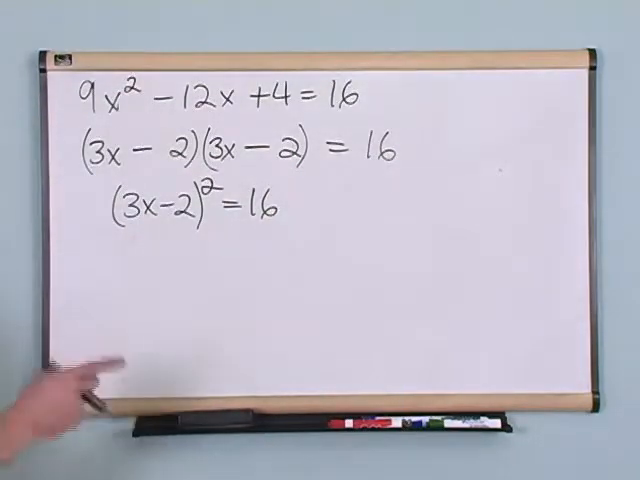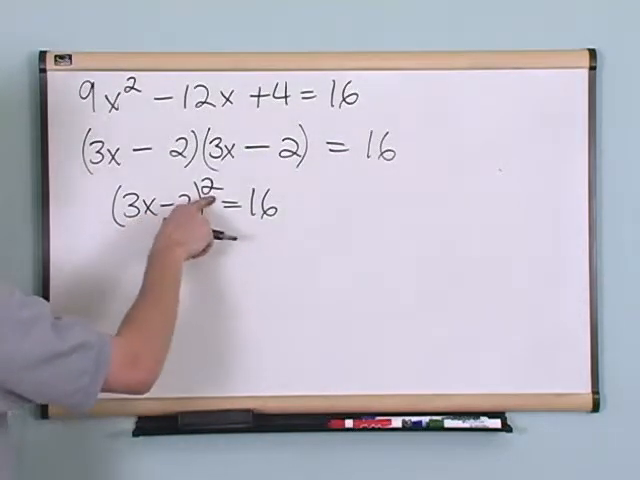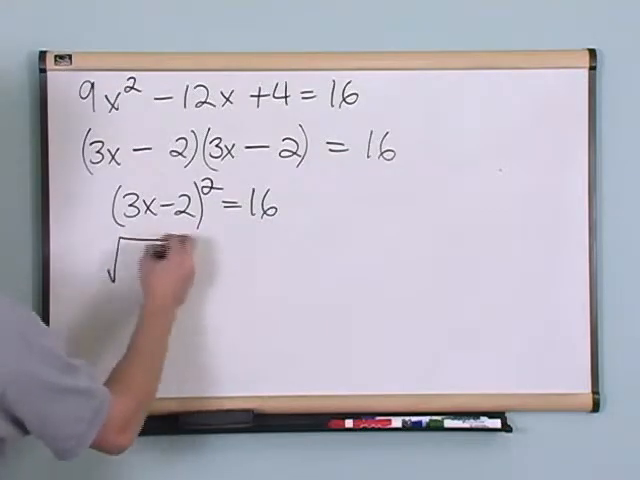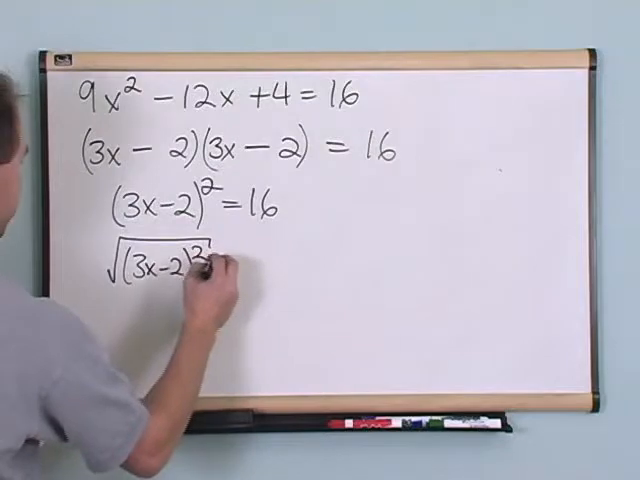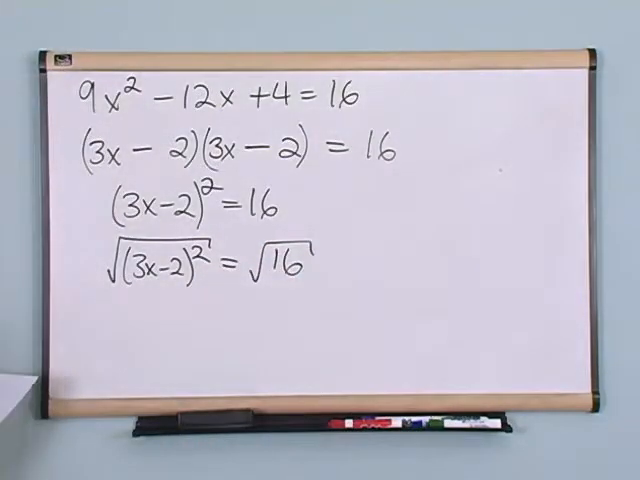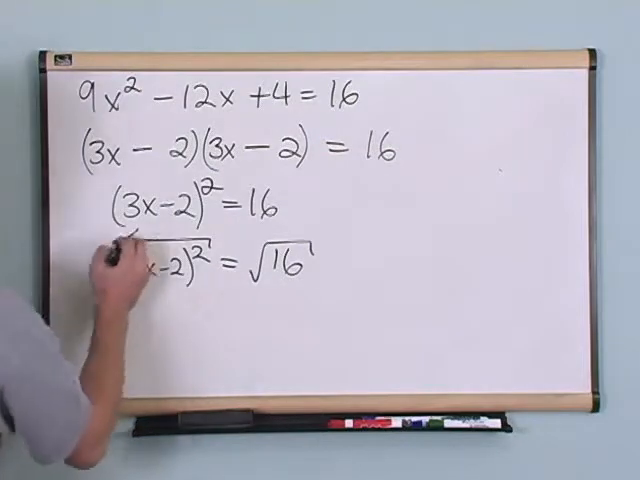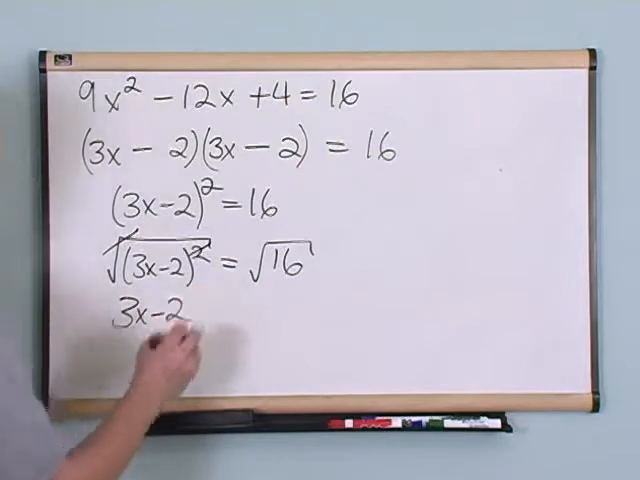Now, remember earlier, how do you get rid of a square? Because remember, I'm trying to solve for x. How do you get rid of a square? You take a square root. 3x minus 2 squared equals, I've got to apply the square root to both sides. This square root cancels with this 2, so I've got 3x minus 2.